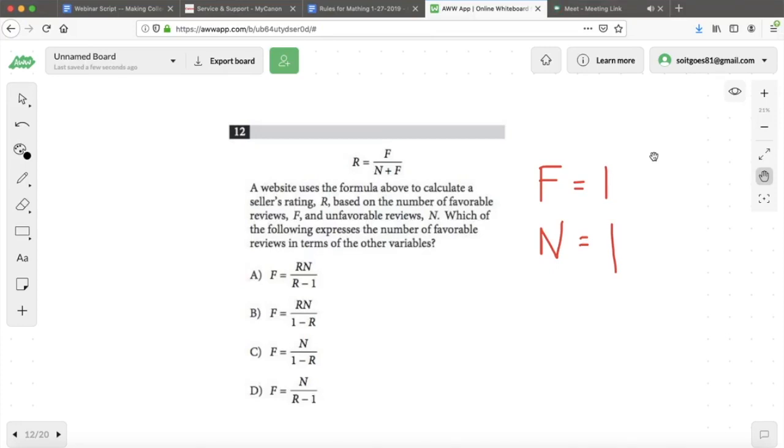There's no reason to make it any bigger. And again, you should be able to eliminate some of the answer choices, and here we can eliminate all of them if F is 1 and N is 1. What is R going to be when F is 1 and N is 1? 1/2. Okay, there's no way around that.